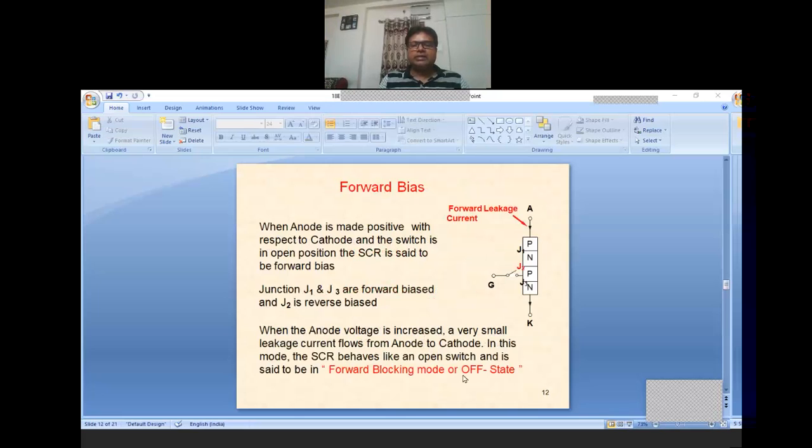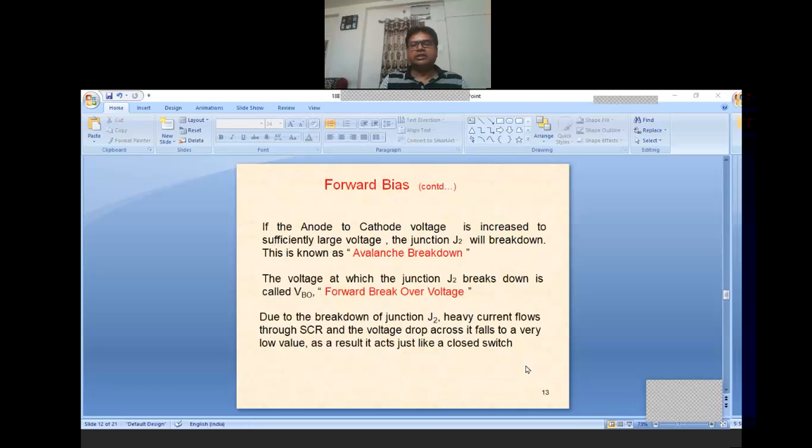So when SCR is in forward blocking mode or off state, there is no current. For all practical purposes, we can say that no current flows through the SCR as well as the load. Load will not be getting any current.